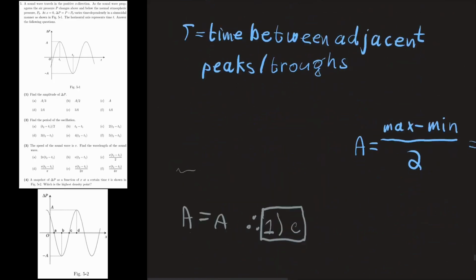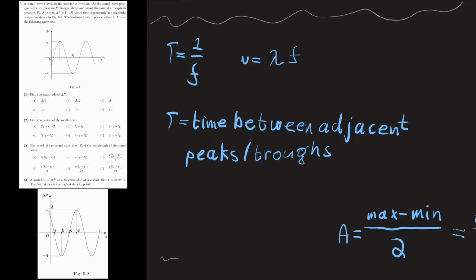Specifically, oh, sorry, I should have already scrolled down here. Specifically, you need to know that the period of a cycle of a wave is equal to 1 over the frequency, and that the speed of a wave is equal to the wavelength times the frequency.